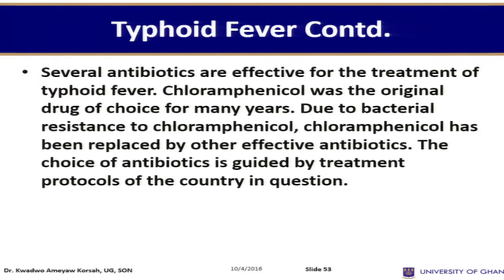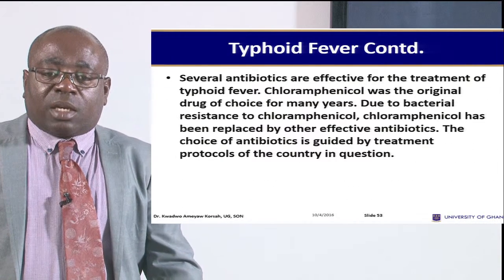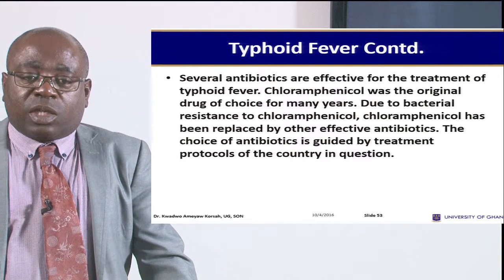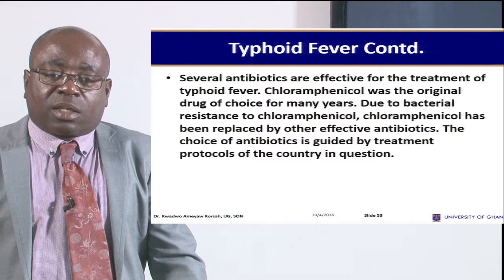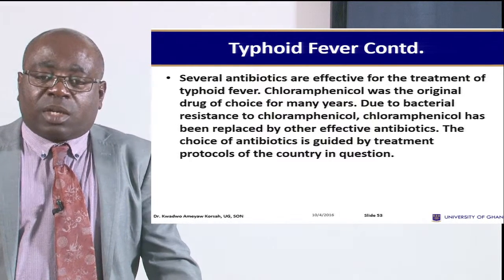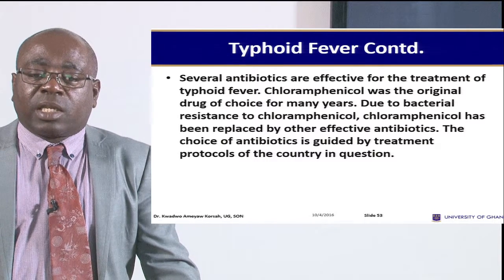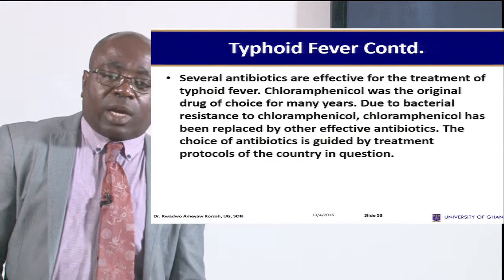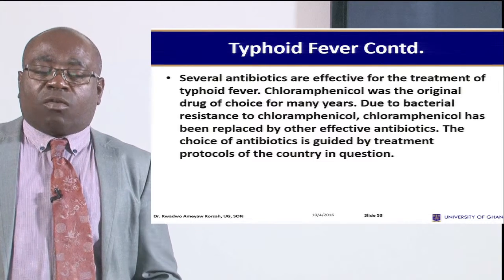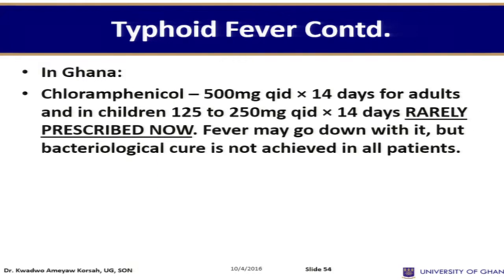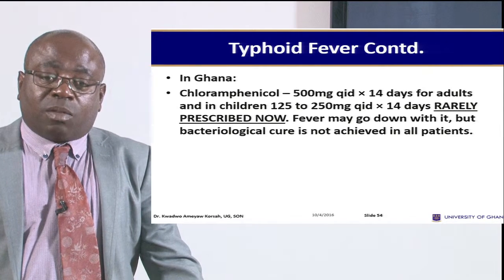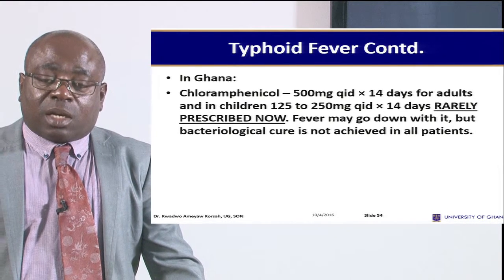Previously, we were using chloramphenicol, which was originally used, but it was not possible to treat or kill a lot of the microorganisms. So bacterial resistance to chloramphenicol was experienced. And so chloramphenicol has been replaced by effective antibiotics, and the choice of antibiotics is guided by treatment protocols of the country in question. And so in Ghana, chloramphenicol is no more used. It's rarely used. It's still there, but it may reduce the temperature, and to some extent it kills some of the microorganisms, but the temperature may come back.